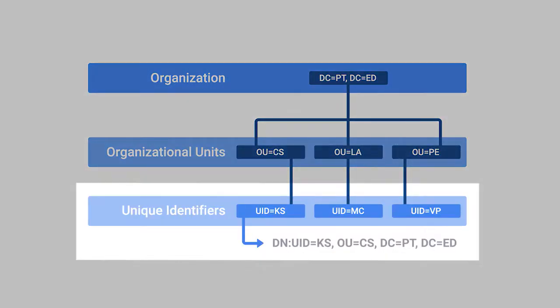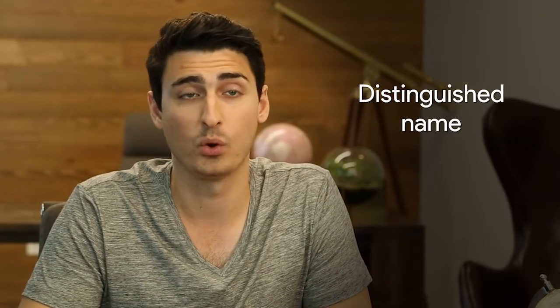Now, since it's possible for entries in the directory to share attributes, there must be a unique identifier for each entry. We call this distinguished name, or DN. Coming back to our file system analogy, you can think of a DN as a full path to a file, as opposed to a file name. This is because you can have multiple files with the same file name across a file system, but the fully qualified path to the file would describe one unique file.